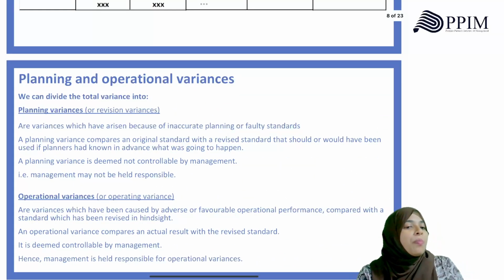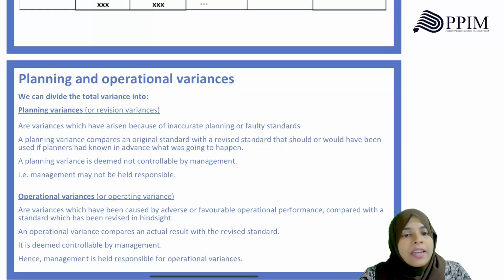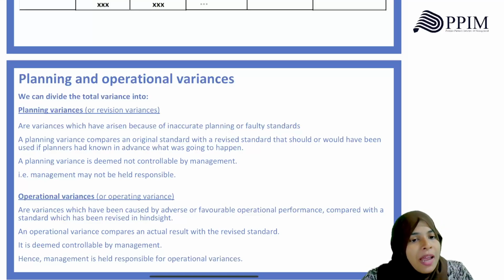Then furthermore, variances can be divided into planning and operational variances. What are planning variances? Variances that occur due to planning factors or factors that are not in your control. Operational variances are variances that occur because of things that you could have controlled. So basically we have a plan, a revised plan based on the new conditions. Difference between planned and revised planned is the planning variance.